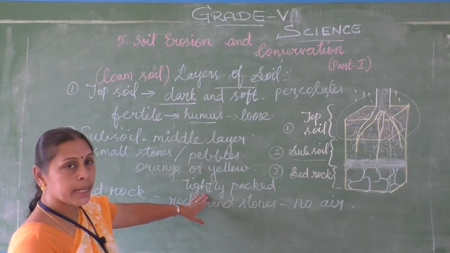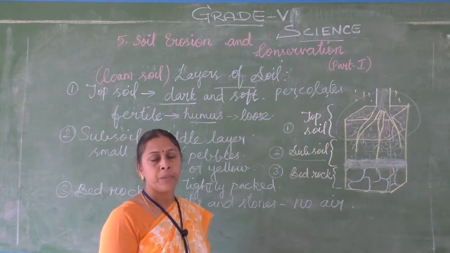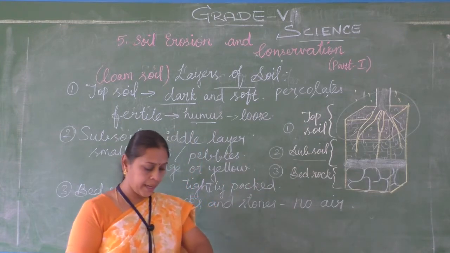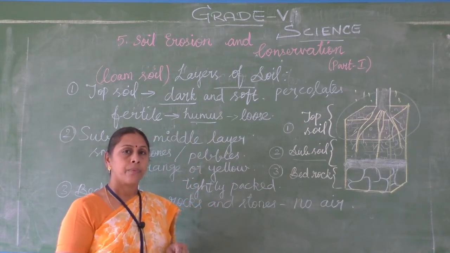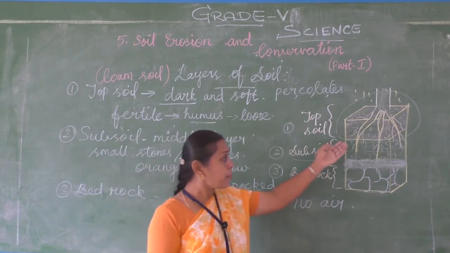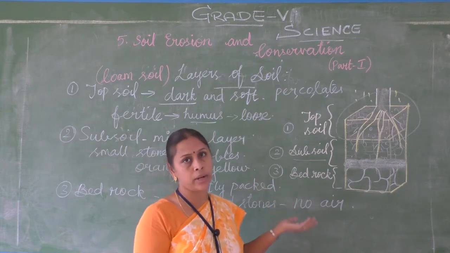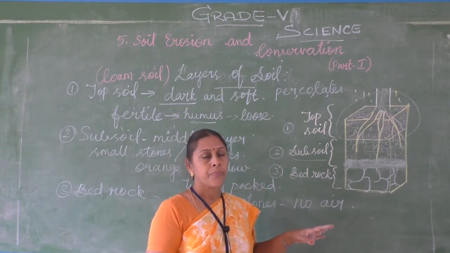And the soil particles are tightly packed. So less air and water only can enter into that area. That means that less rainwater percolates through this, and no living organisms or less living organisms only will be seen.